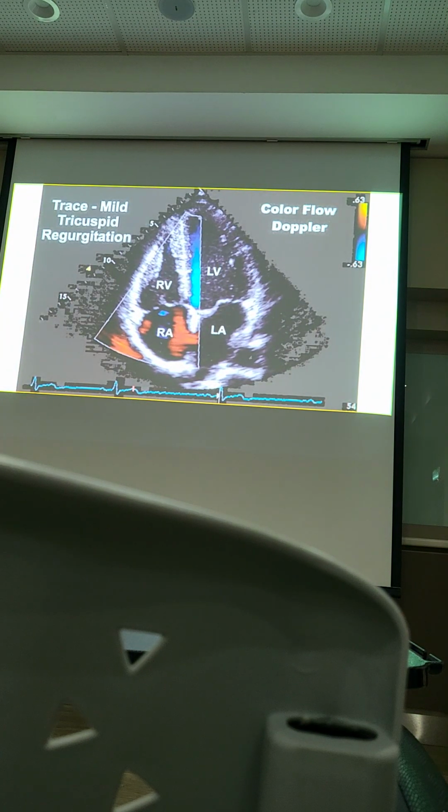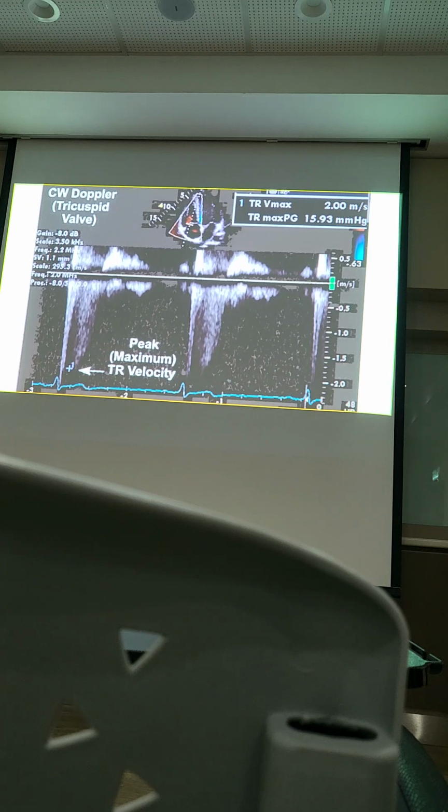Okay, so yeah, so you do this, and then you put continuous wave Doppler, and then you measure it. Make sure you don't measure the tricuspid closing.